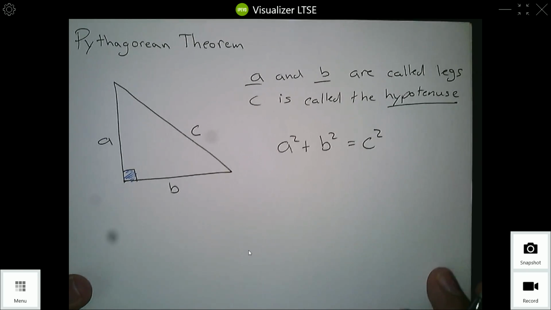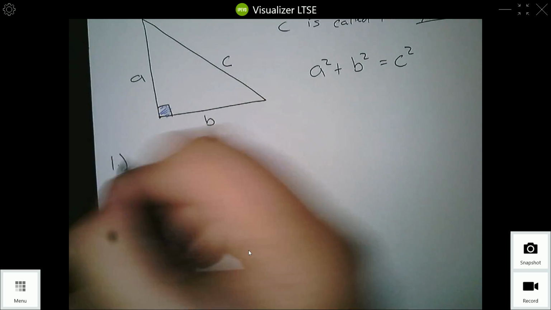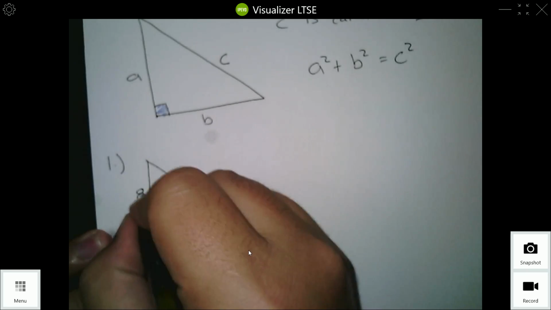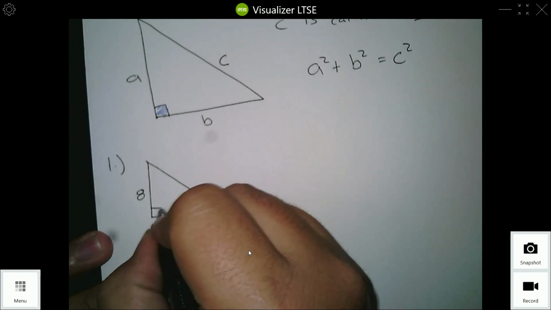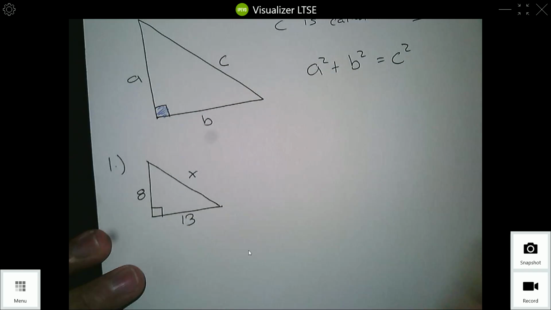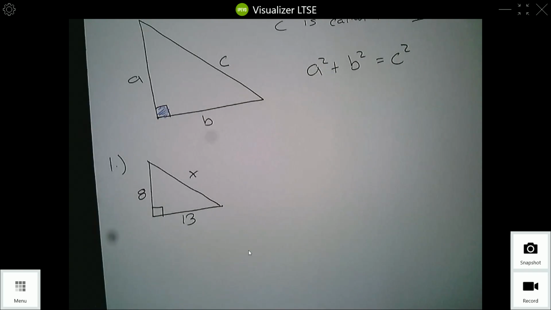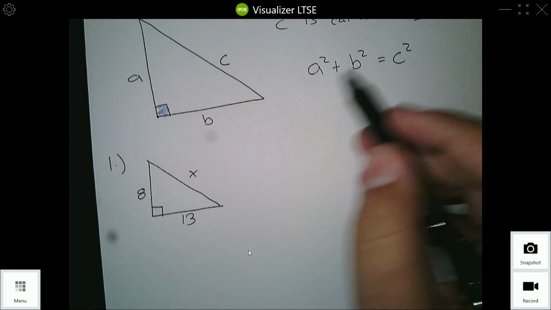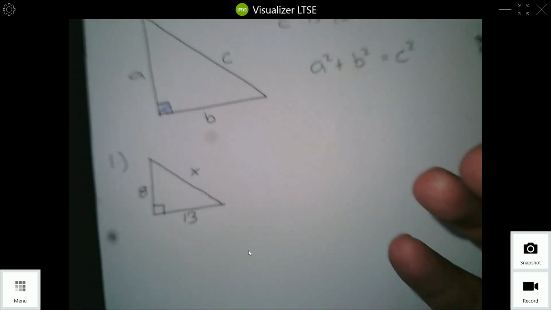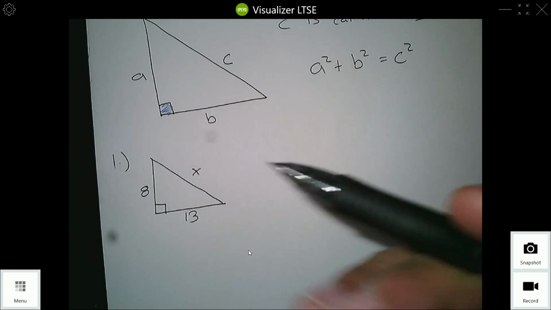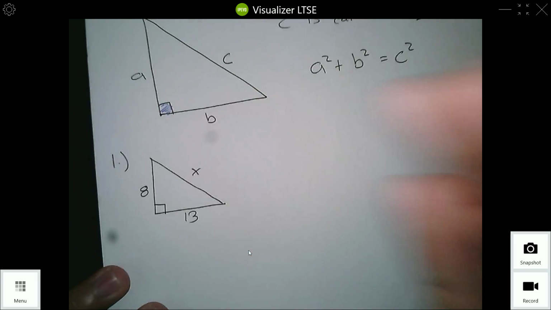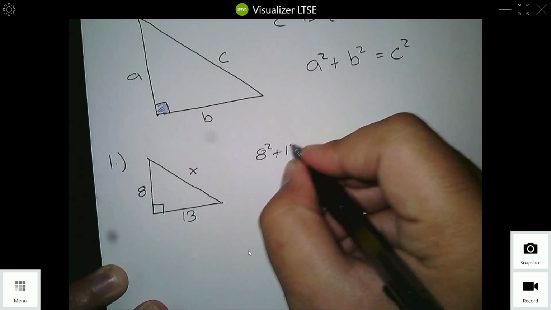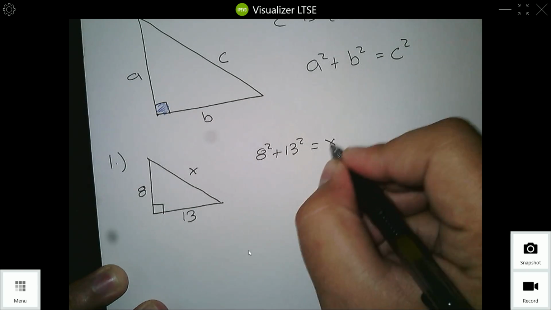So let's look at a few examples. Number one, we have a right triangle with legs 8 and 13, and we have some hypotenuse of x. Let's go ahead and put these terms into our equation. A and B don't really matter. They're placeholders, you can choose whichever one you want to be, they're just legs. So 8 squared plus 13 squared is equal to x squared.